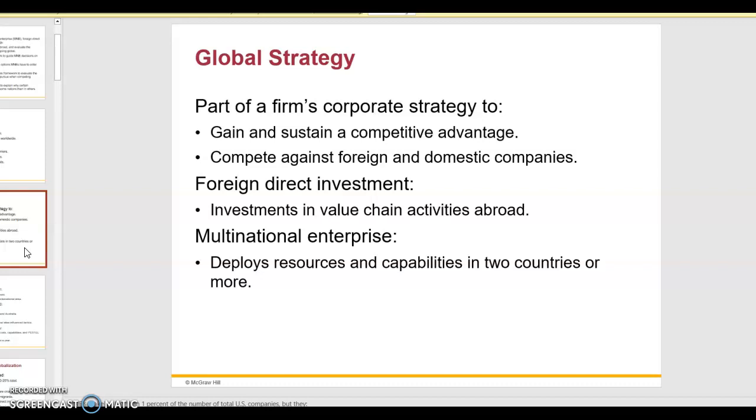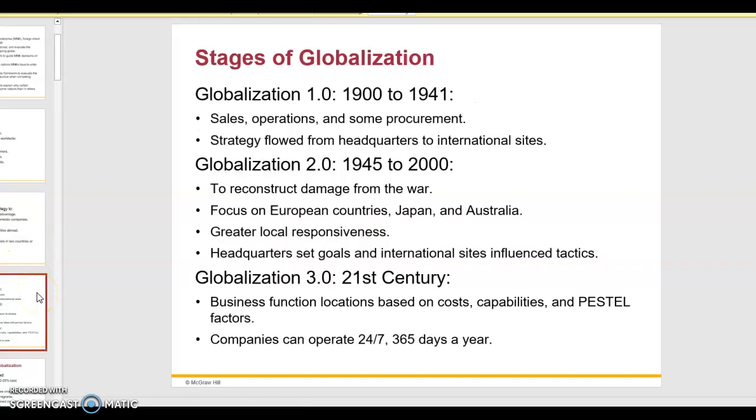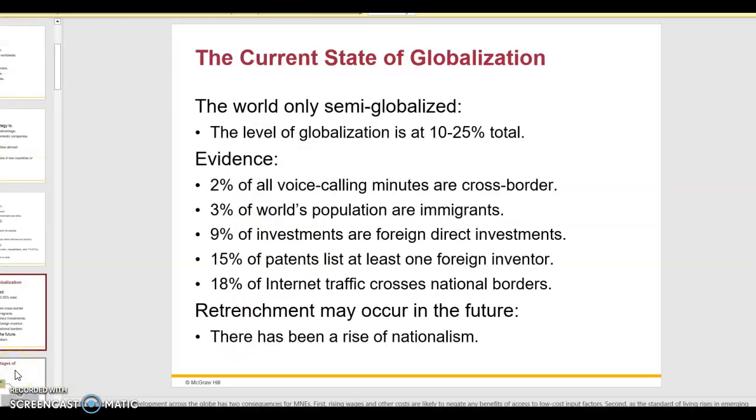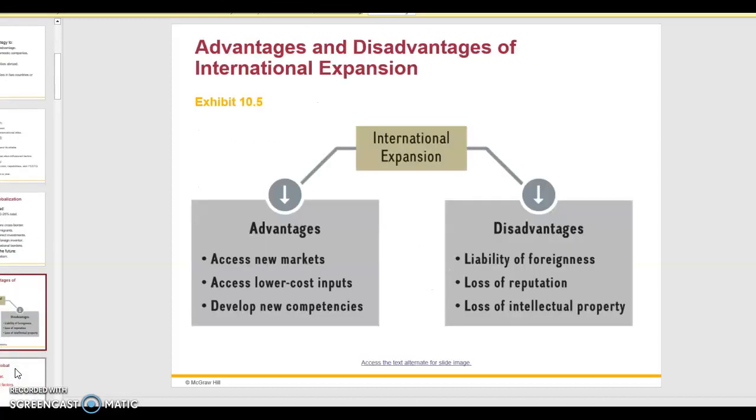You might have foreign direct investment. You might have a multinational enterprise. There may be different ways of doing this. These are definitely different stages of things that happen as well. I'm going through this really fast because I know you can look at it as well. Just wanted to give you a heads up.